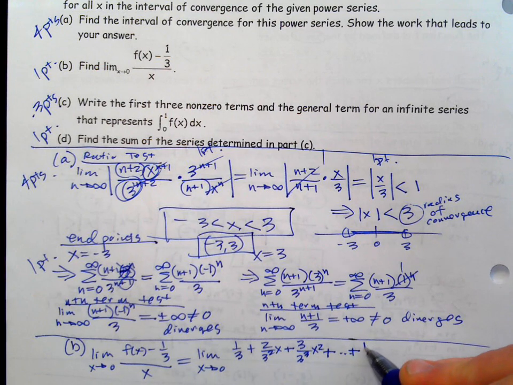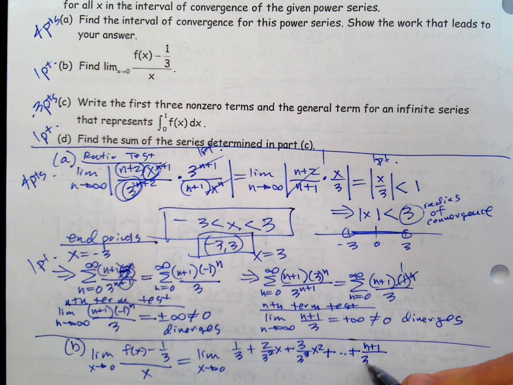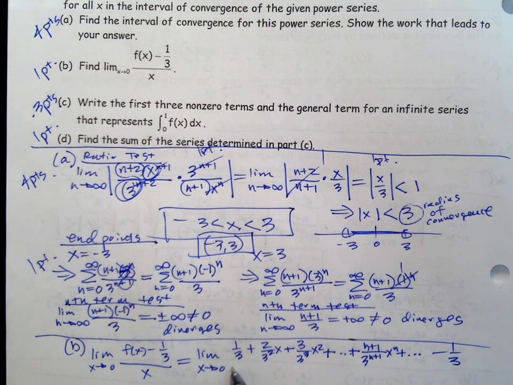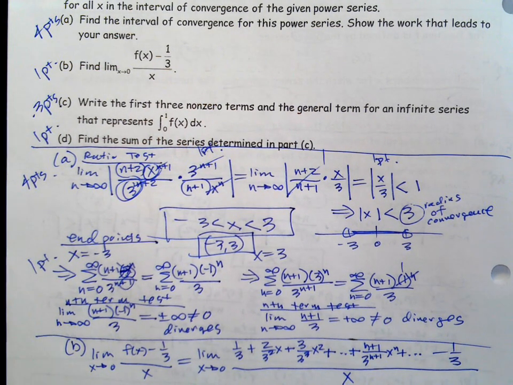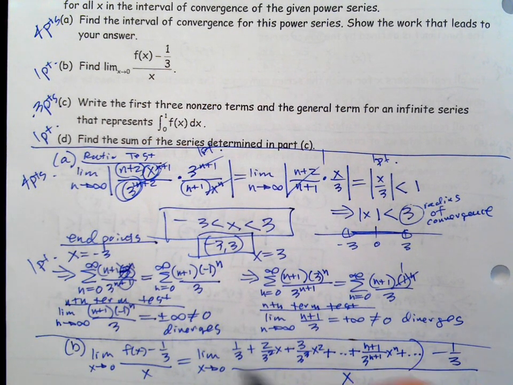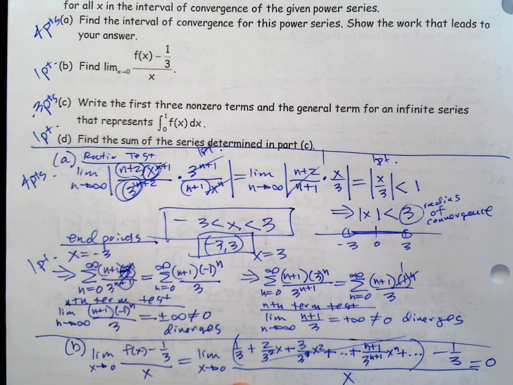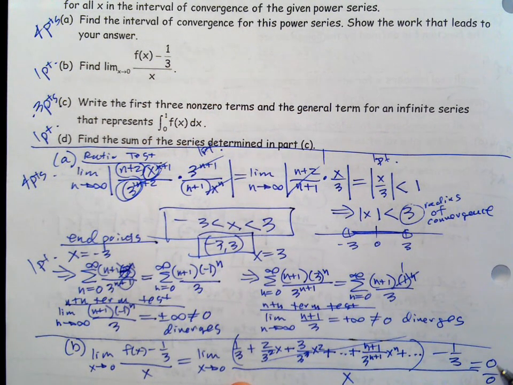And the whole thing. So I do that, and then it's minus 1/3, and then it's all over x. Now, when you plug x equals 0 in, all these terms go away, and you get a 1/3 minus 1/3, which is 0, and you get a 0 on the bottom, which is 0, which is an indeterminate form.